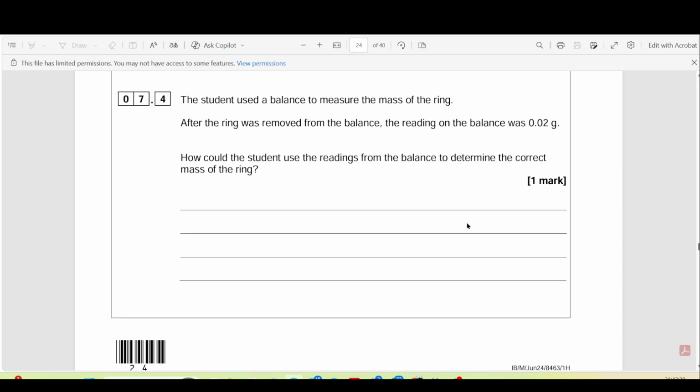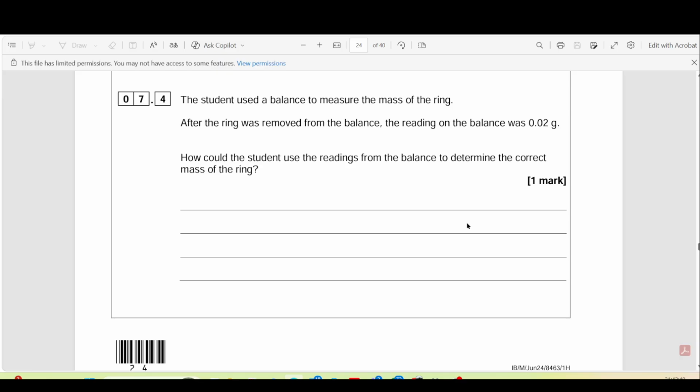The student used the balance to measure the mass of the ring. After the ring was removed from the balance, the reading on the balance was 0.02 grams. How would the student use the readings from the balance to determine the correct mass of the ring? What do you think?